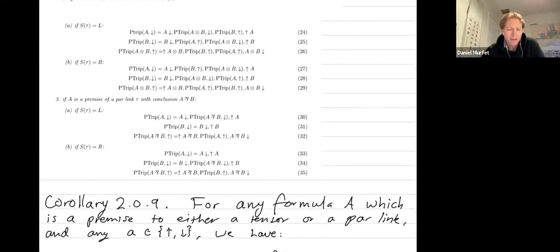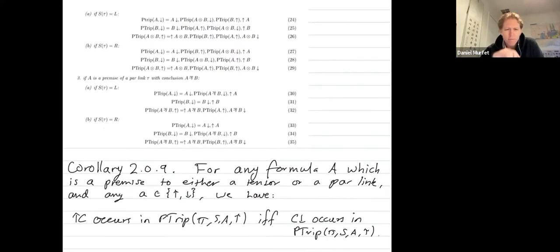Can you just scroll down so I can see the corollary? Thanks. There you go.